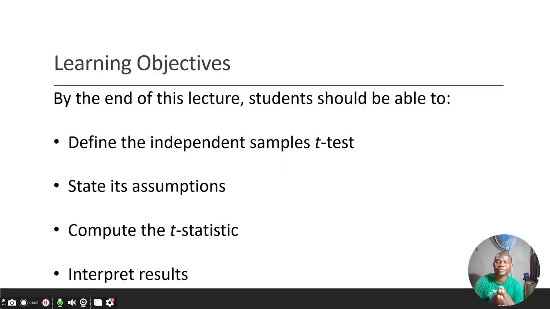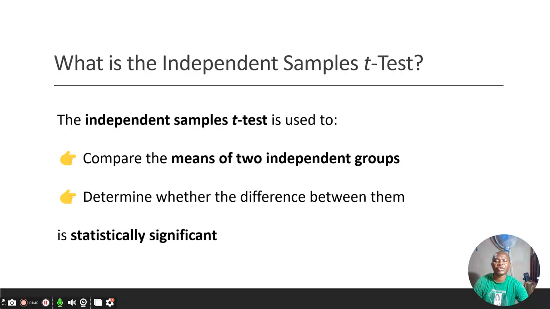Let's look at the learning objectives. I expect that at the end of this presentation, you should be able to define what the independent sample t-test is all about. And number two, you should be able to state the assumptions. Every statistical test has assumptions, okay? And you must be familiar with the assumptions. Otherwise, if you apply a statistical test that has actually failed the underlying assumptions, your conclusion will probably be wrong. So you should also be able to compute the t-statistic at the end of this presentation and equally interpret your result.